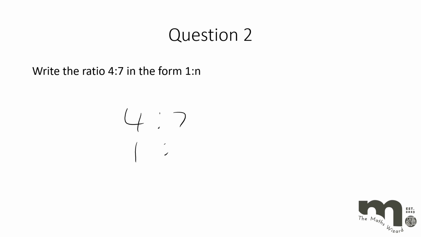Okay, so we've got 4 again in this example here. So 4 divided by 4 on that side, which means we've got to do 7 divided by 4 on this side, which will give us 1.75. So what that means is the 7 is 1.75 times bigger than the 4, so 1 3/4 times bigger, essentially.